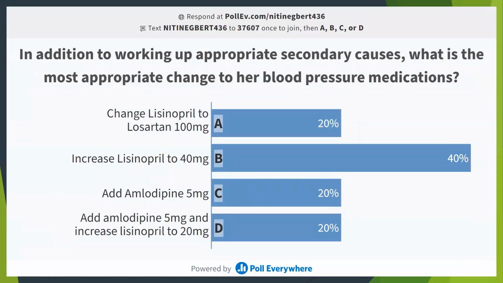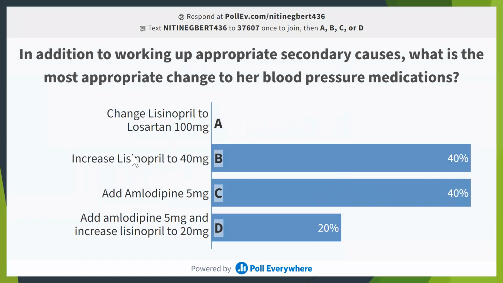All right, we got answers all over the board. I like this. So increase lisinopril to 40 milligrams. This is actually, if you know this patient well and this patient is not compliant on their medications, a fantastic answer. Because if they're really having trouble keeping up with their medications, you don't want to add more medications if you don't have to. So if you have a non-compliant patient, go for it. Increase the lisinopril to 40 milligrams.